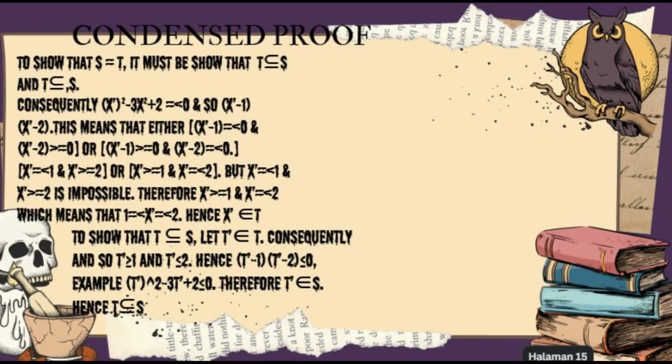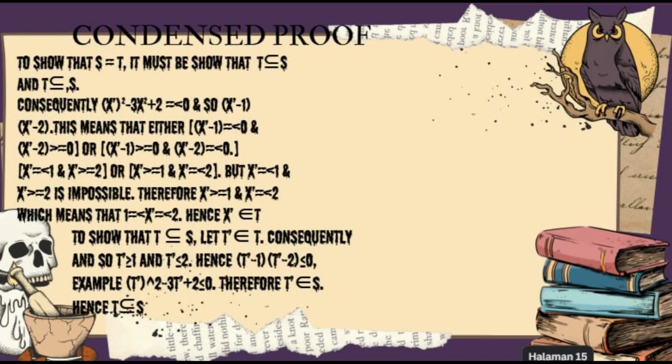So x is less than or equal to 1 and x is greater than or equal to 2, or x is greater than or equal to 1 and x is less than or equal to 2. But x less than or equal to 1 and x greater than or equal to 2 is impossible. Therefore, x is greater than or equal to 1 and x is less than or equal to 2, which means that 1 is less than or equal to x, which is less than or equal to 2. Hence x is an element of T.